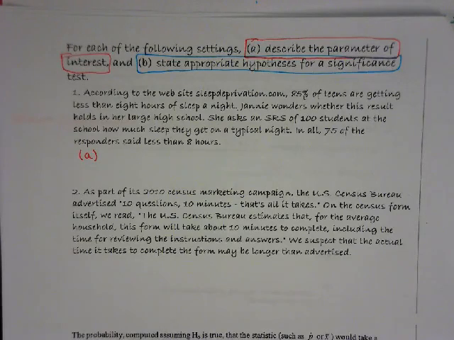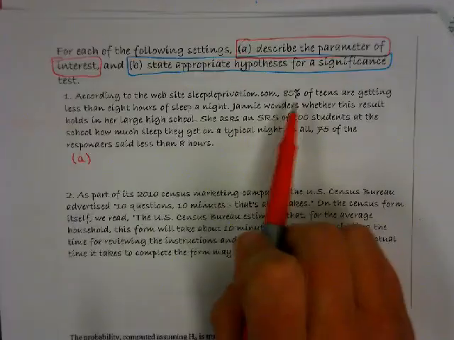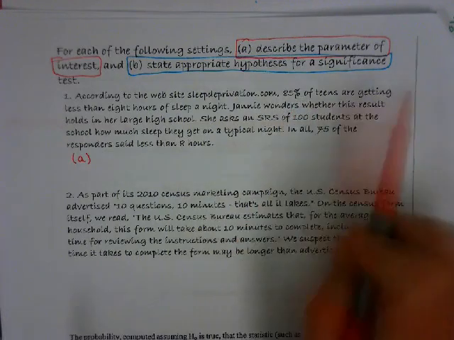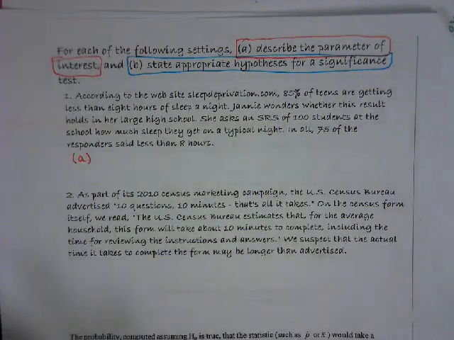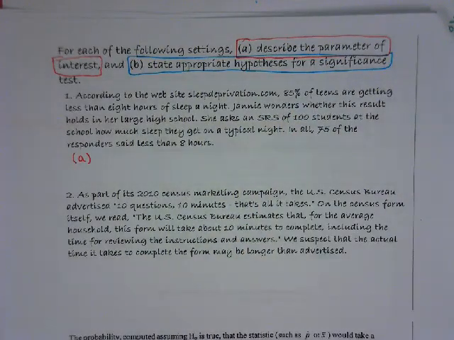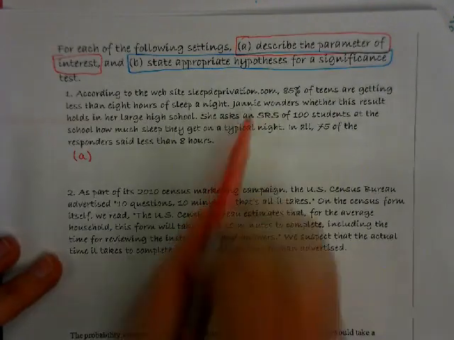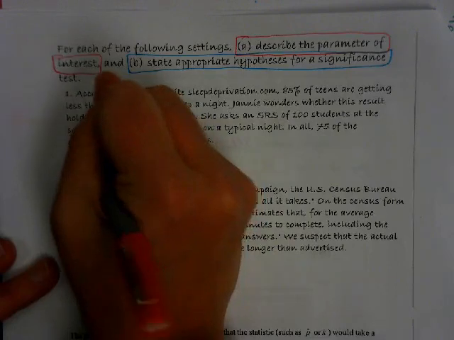This one's kind of tricky because it talks about the amount of sleep they're getting, but since we're looking at 85% and 75 out of 100, we're looking at the true proportion of high school students at Janie's school who get less than 8 hours.